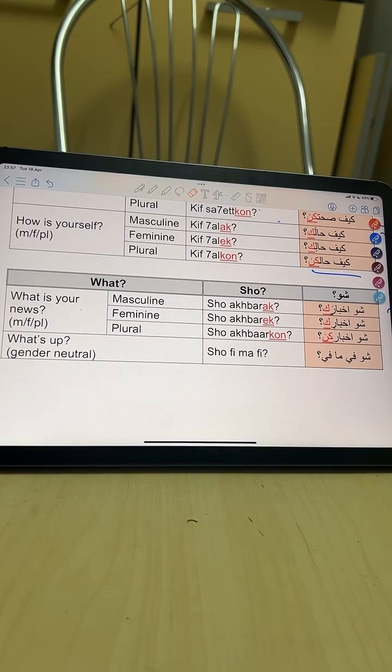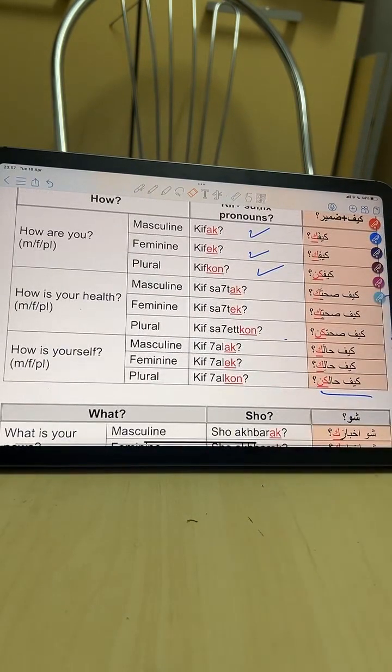And it's interesting that we also ask specific questions. Like in Romanian, I would say, how are you? And you would understand that I'm asking about your health, about your well-being. But in Arabic, we have to be precise, because if you don't, he will not understand. You say, كيف صحتك? How is your health? كيف صحتك? How is your health feminine? كيف صحتكن? How is your health plural?